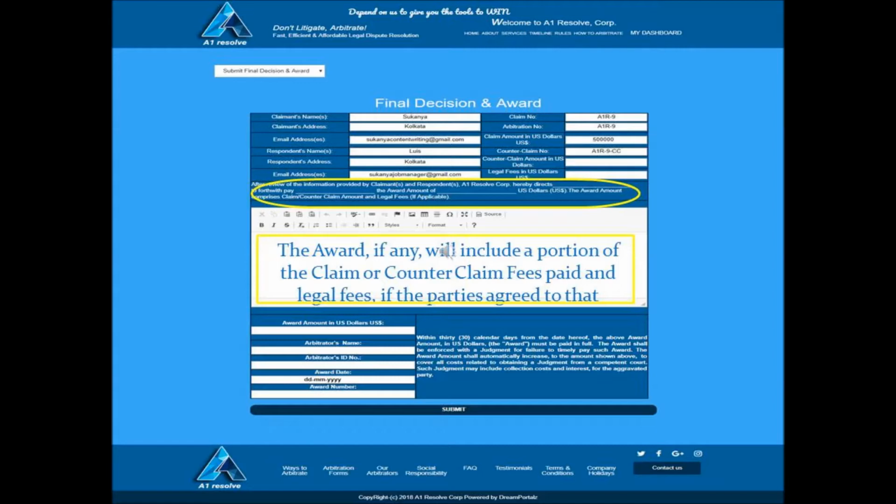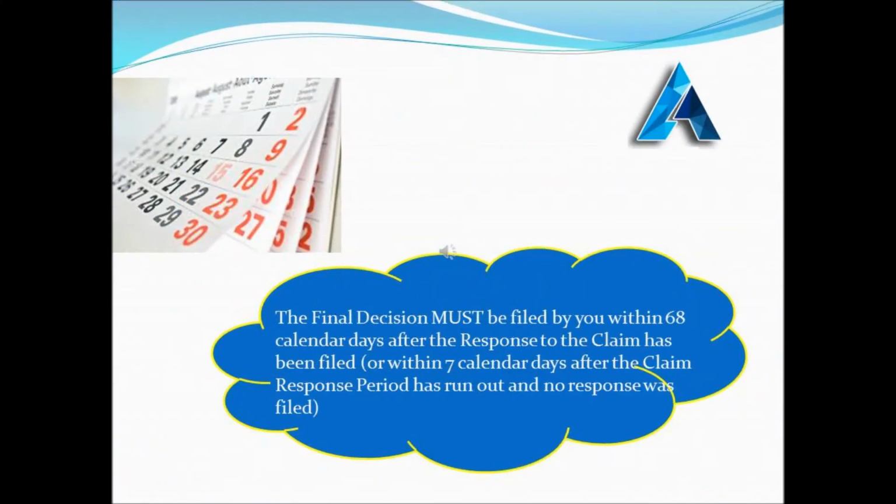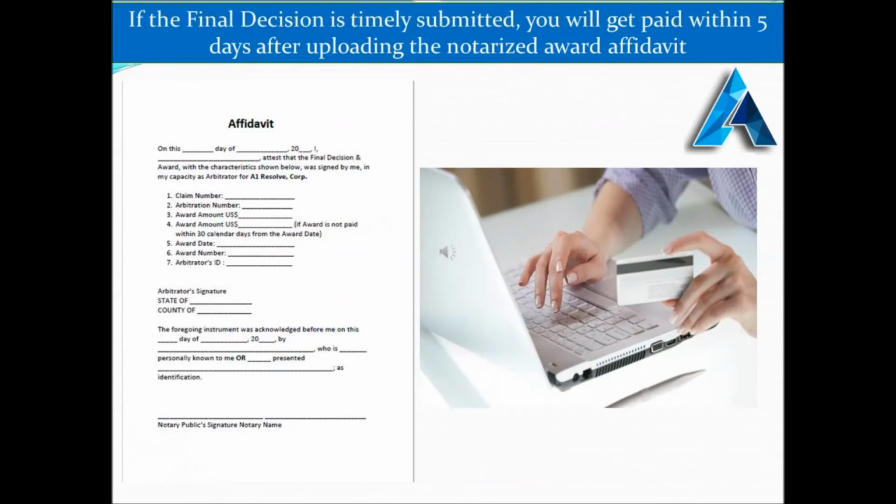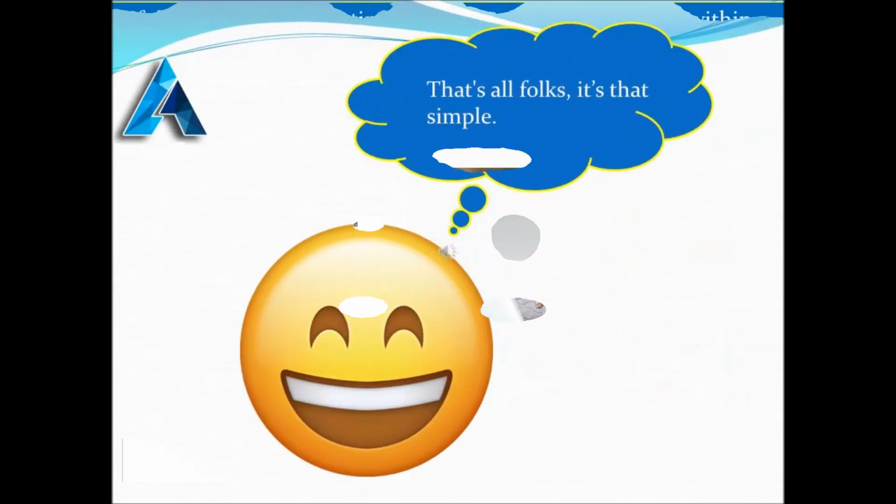The award, if any, will include a portion of the claim or counterclaim fees paid and legal fees if the parties agreed to that. The final decision must be filed by you within 68 calendar days after the response to the claim has been filed or within 7 calendar days after the claim response period has run out and no response was filed. If the final decision is timely submitted, you will get paid within 5 days after uploading the notarized award affidavit. That's all, folks.